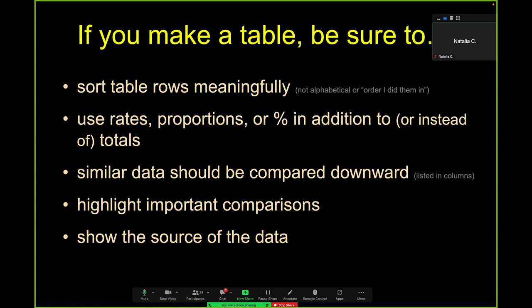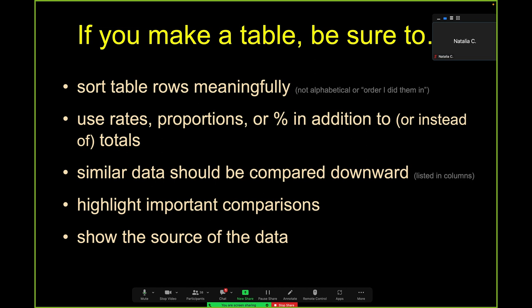If you do make a table, make sure that you sort the table meaningfully. Don't just barf it up. And the same goes for labeling your axes. Make sure that it makes sense, something like geographically, or the structure of the compounds. Sort that stuff, not just alphabetically, not just randomly, or how you've always been sorting it, but make sure there's an organizing principle for how we put those variables up.